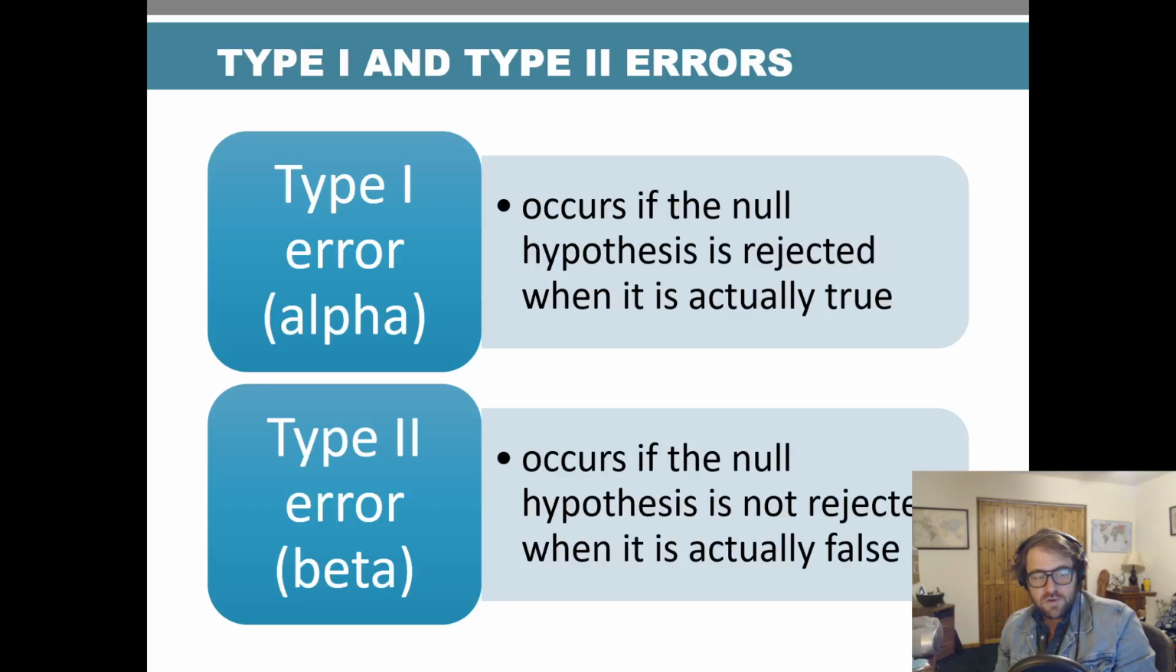Type 1 occurs if the null hypothesis is rejected, but it's true. Type 2 occurs if the null hypothesis is not rejected, but it's false. Remember also, not on this page, Type 1, false alarm. Type 2, I saw nothing.